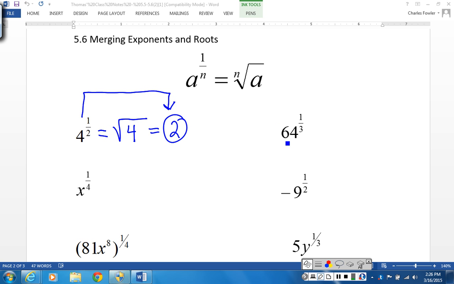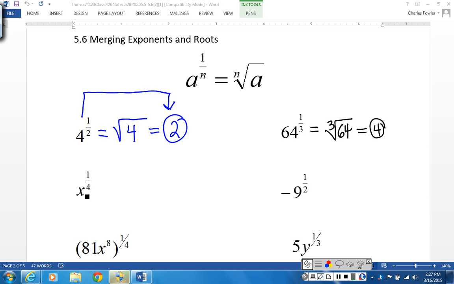Alright, let's go to 64 to the 1/3. Now what goes in the little v part of the radical, the index? Alright, so this is the cube root of 64. And then can we find the cube root of 64? I believe 4 times 4 times 4 is 64. So the final answer is 4. So 64 to the 1/3 is 4.